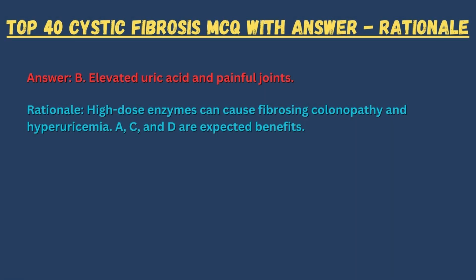Answer. B. Elevated uric acid and painful joints. Rationale: high-dose enzymes can cause fibrosing colonopathy and hyperuricemia. A, C, and D are expected benefits.